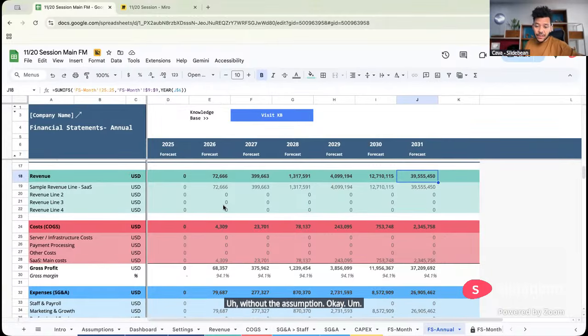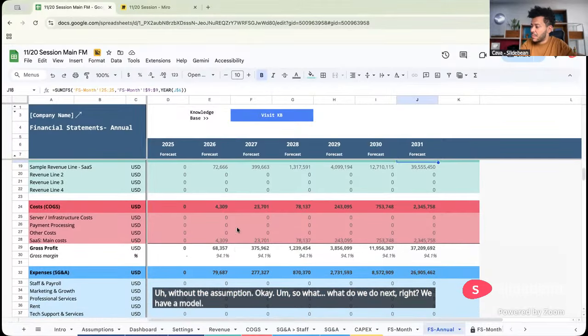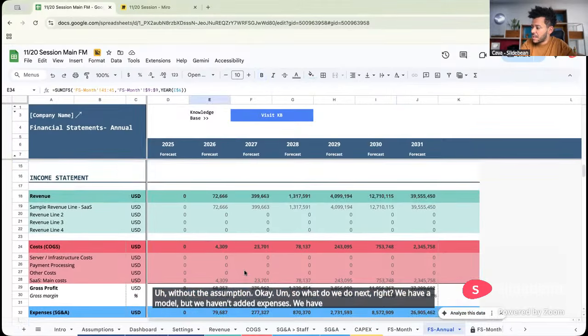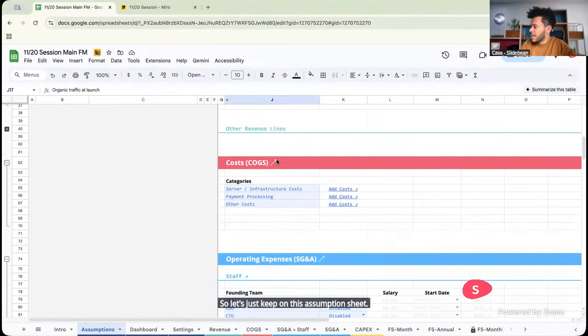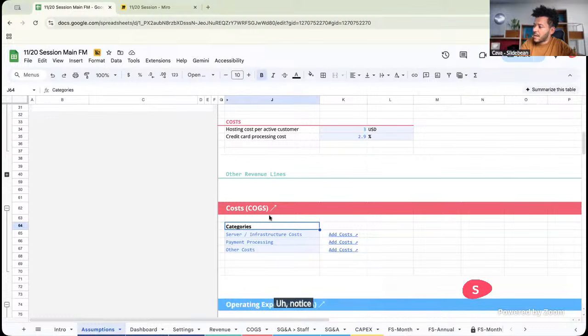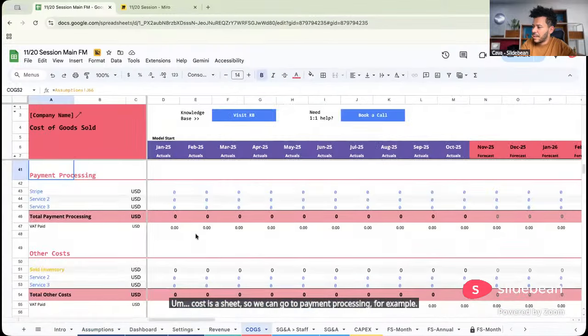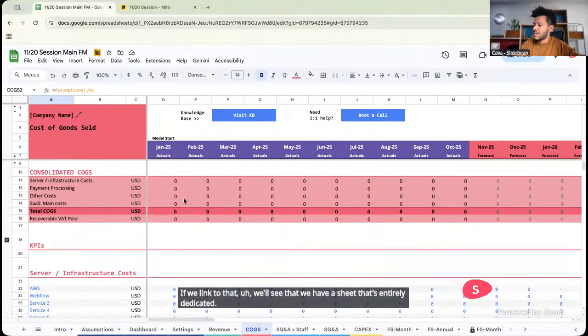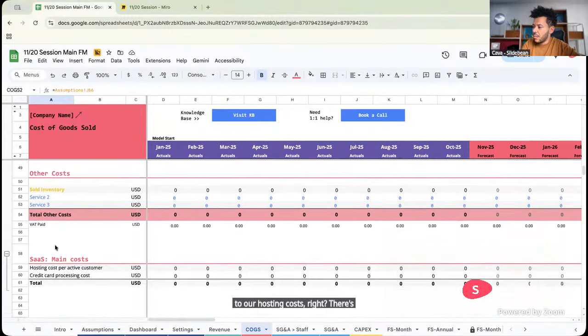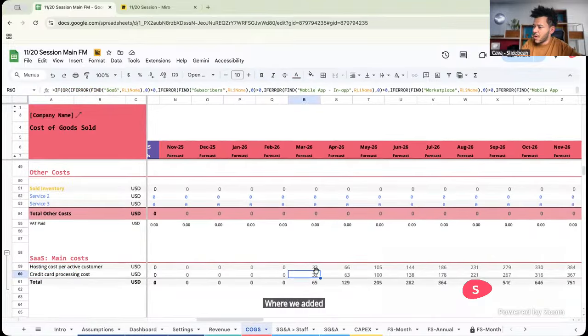So what do we do next, right? We have a model, but we haven't added expenses. We have added marketing expenses, but we haven't added anything else. So let's just keep on this assumption sheet to see what else it gives us. Notice that we have direct access to our costs sheet. Costs is a sheet, so we can go to payment processing, for example. And if we link to that, we'll see that we have a sheet that's entirely dedicated to our hosting costs, right? There's some automation here where we added these hosting costs per active user. Notice that those numbers are black, so we've produced those numbers through the other assumptions.